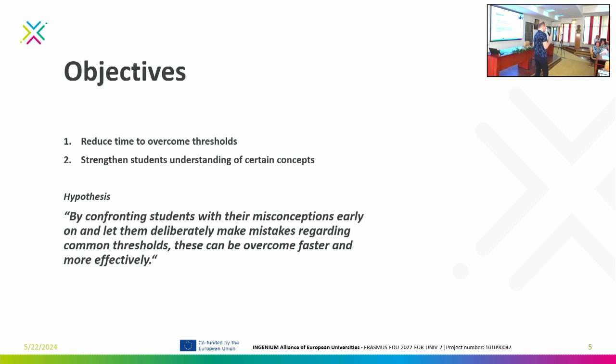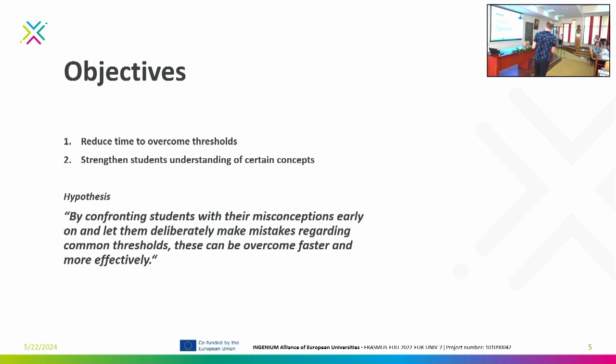So the objective for me is, how can I reduce the time to overcome these thresholds? Because if we just give them a lot of examples and they train and train and train, it's a lot of time and energy from the student, but also from the teacher. And in the end, they don't seem to understand anyway. That feels like a waste of time for me as a teacher, and also for the students. And then of course the other thing is that I want to strengthen the understanding of those kinds of things.